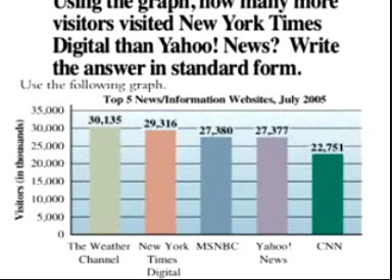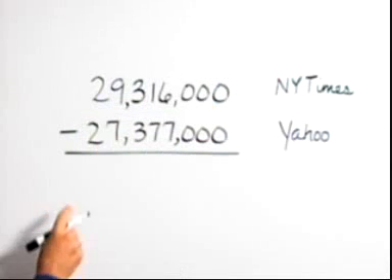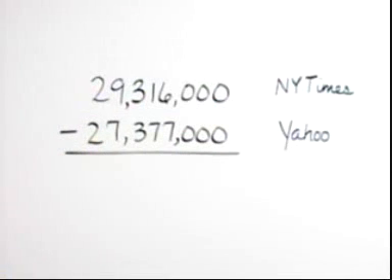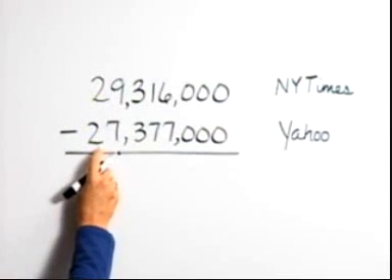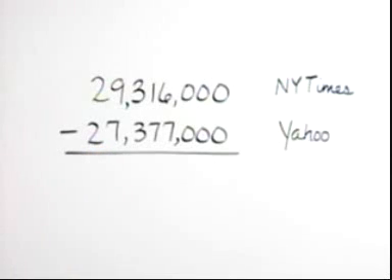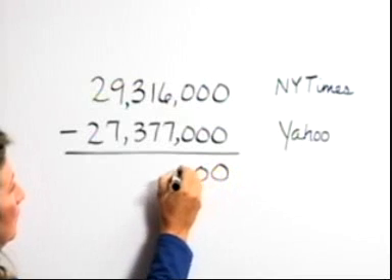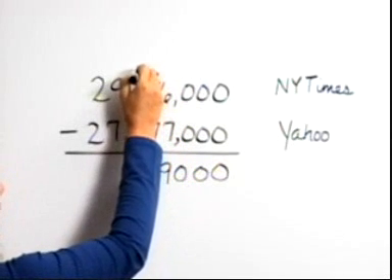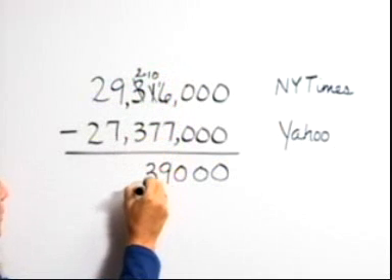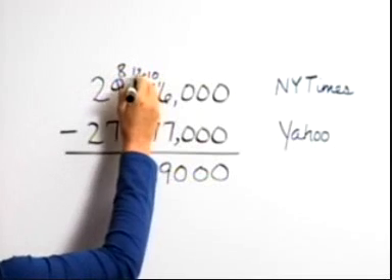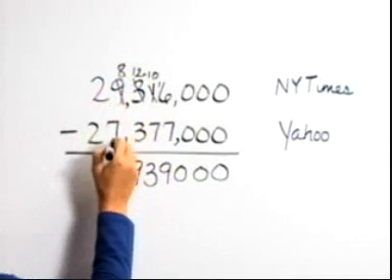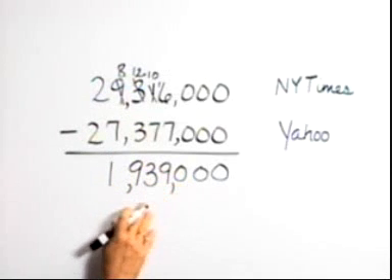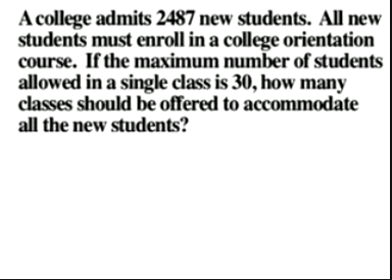Using the graph, how many more visitors visited the New York Times Digital than Yahoo News? Write the answer in standard form. As you see, we had 29,316,000 that visited the New York Times Digital and 27,377,000 that visited Yahoo. We can subtract, again borrowing here, 10 minus 7 is 3, borrowing again, 12 minus 3 is 9, 8 minus 7 is 1. That gives us 1,939,000 more.